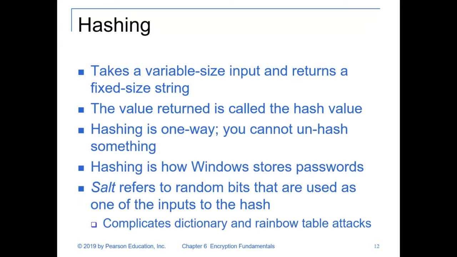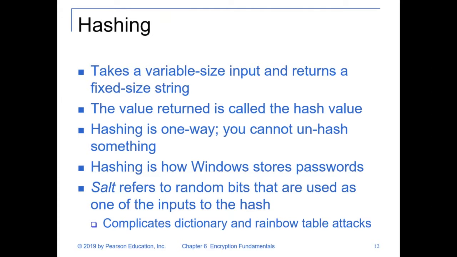Hashing is one-way. You cannot unhash something. Hashing is collision-free, so two different input values do not produce the same output. Now, you do have collisions from time to time. It refers to a situation where two different inputs yield the same output. A hash function should not have collisions. And this is how Windows stores passwords as well.